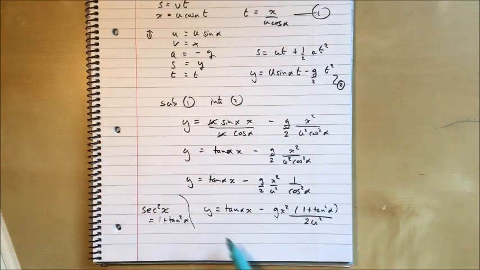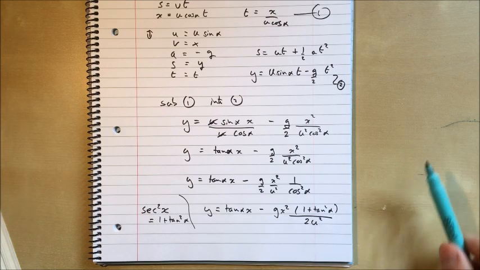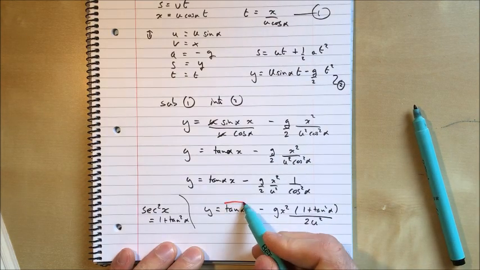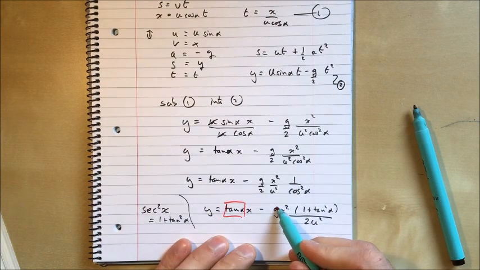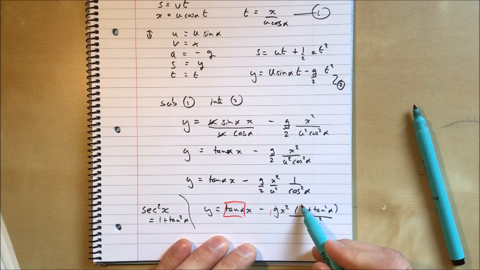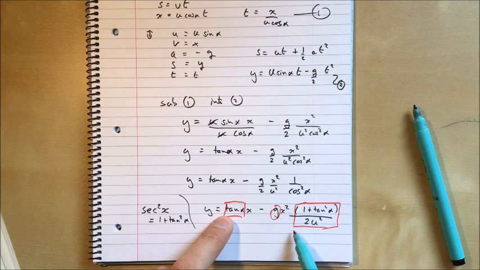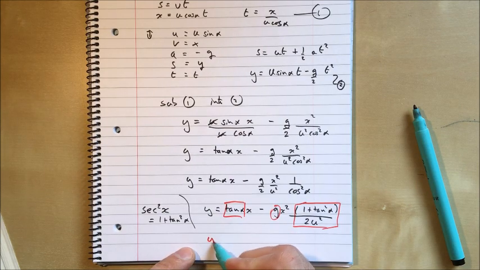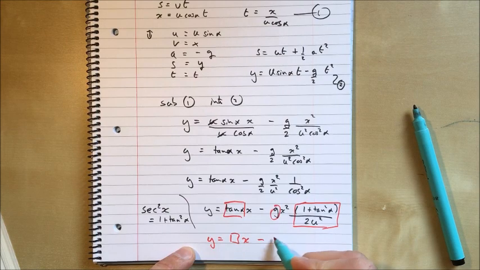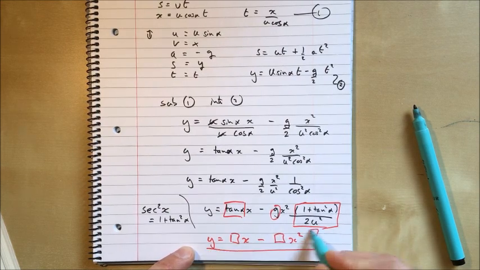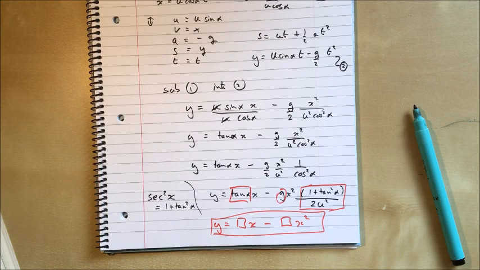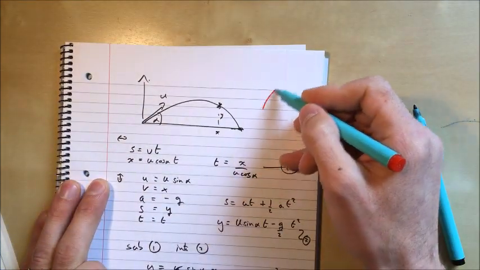Now let's have a look at that again, because it's a nasty looking equation, but can you see that tan alpha, that's just a number, right? g and 1 plus tan squared alpha over 2u squared. Well, if I know what alpha and u are, then this bit in red is just a number, this bit in red is just a number. So this is y equals something times x minus something or other times x squared. So what we've found there is that y in terms of x is a quadratic equation, isn't it? And it's a quadratic equation with a negative coefficient of x squared. In other words, it's a parabola, and it's a parabola which is this shape.